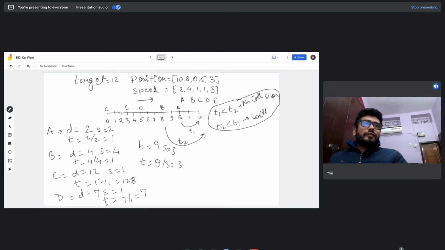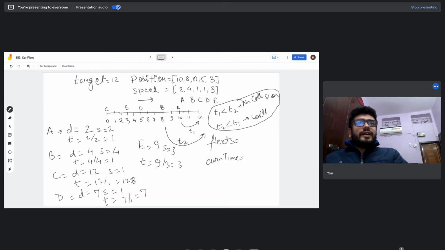So what we are going to do over here is start iterating from the car which is nearest to the target towards the car which is farthest from the target, and we are going to maintain two variables. One is the number of fleets that we have found till now, and the other is the current timing of the fleet. That is, how much time the current fleet will take to reach the final destination.